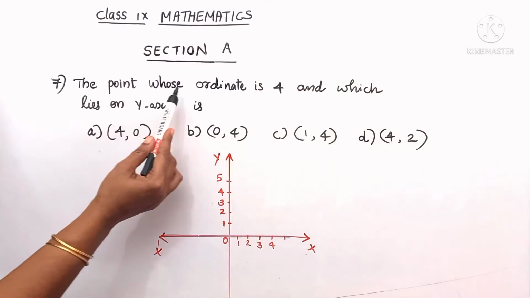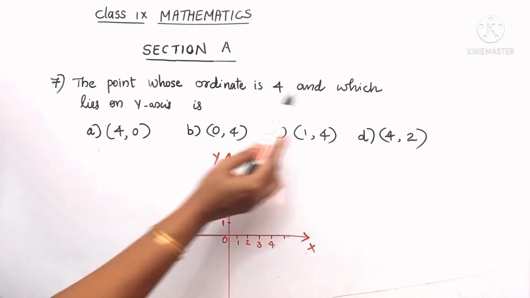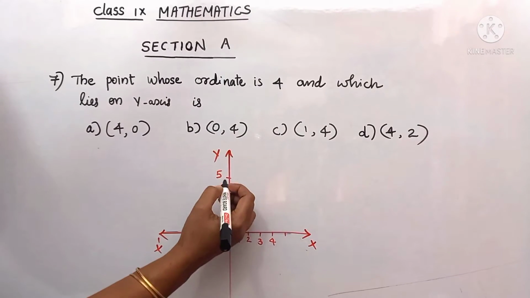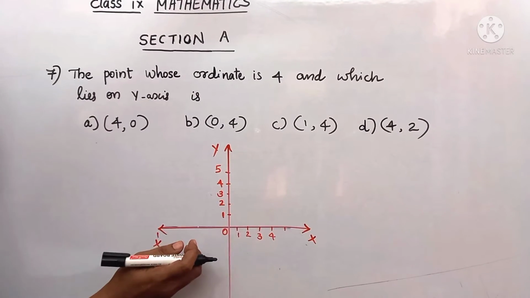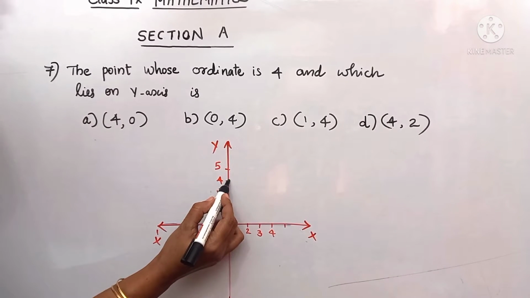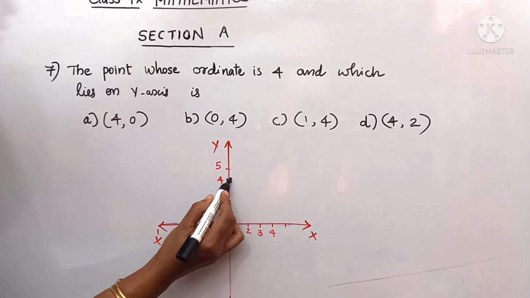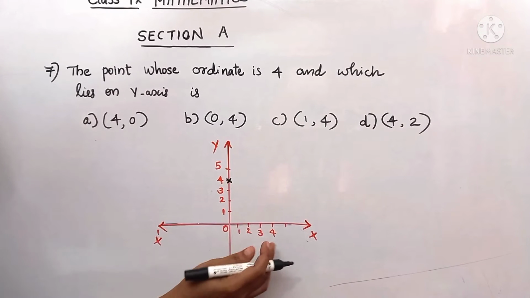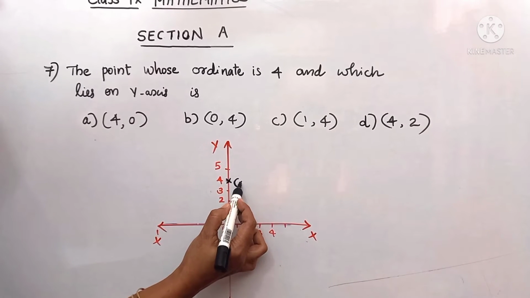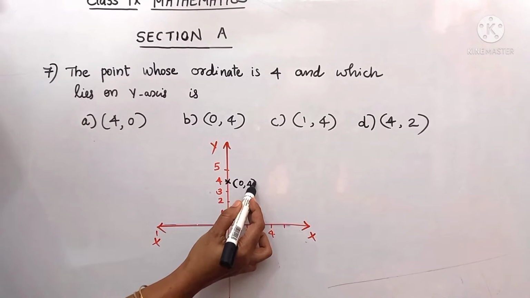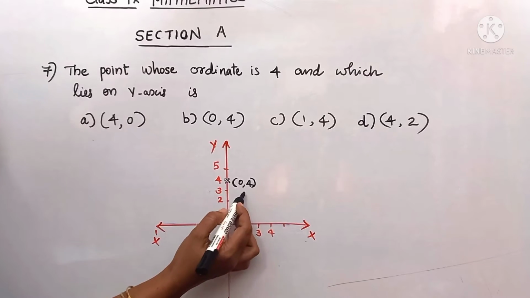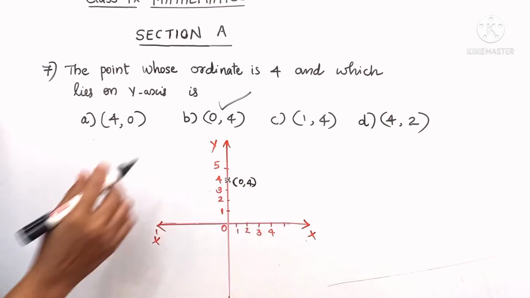Seventh question: the point whose ordinate is 4 and which lies on the y-axis is. Ordinate means the y-coordinate itself. We can draw the graph for that. Ordinate 4, here is that point, and there we know that the abscissa, or x-coordinate, is 0. So we can mark that point as (0, 4). The x-coordinate is 0 here. So (0, 4) is the point. This is the answer, B.